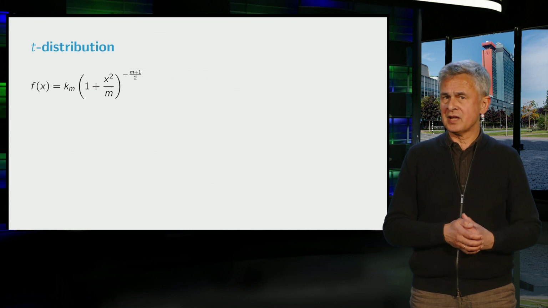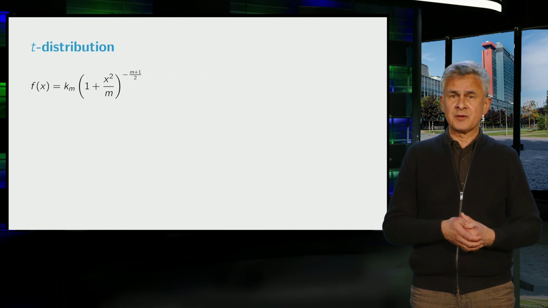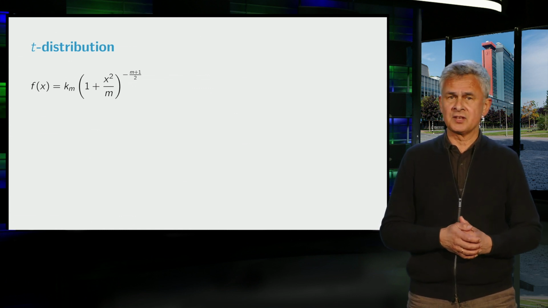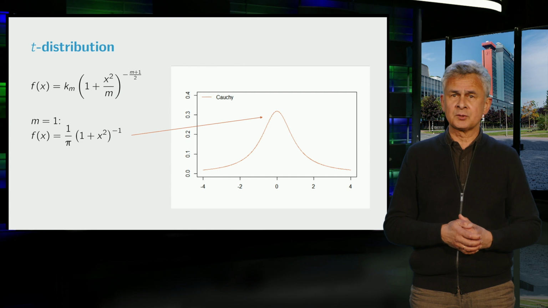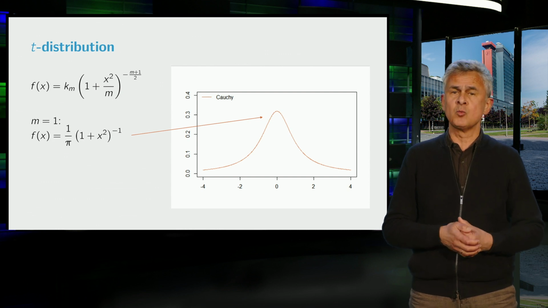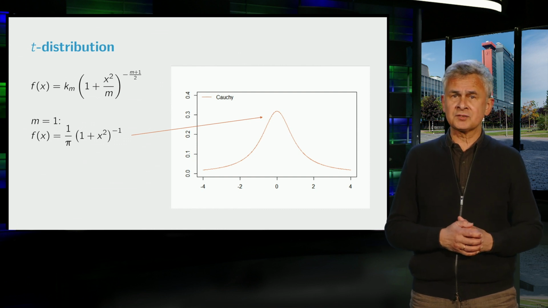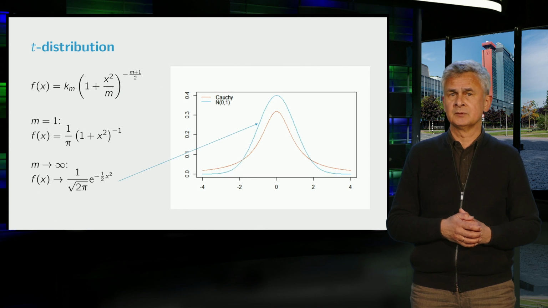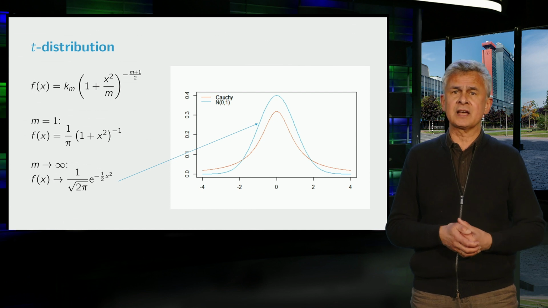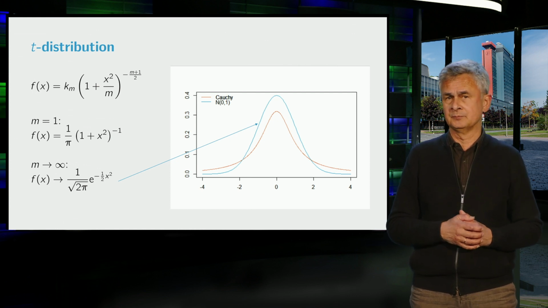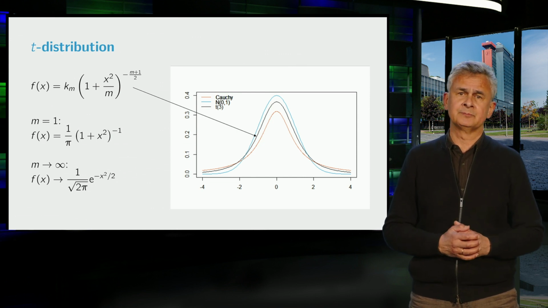Now, from the expression of the density, we see immediately that it is symmetric around 0, since its value at x and at minus x are the same. For m equal to 1, it turns out that the normalizing constant k1 is equal to 1 over pi. And in this case, you may recognize the formula for the density of the Cauchy distribution. On the other hand, when m tends to infinity, then the expression of the density converges to that of the standard normal distribution. Therefore, a t distribution is somewhere between these two extremes.